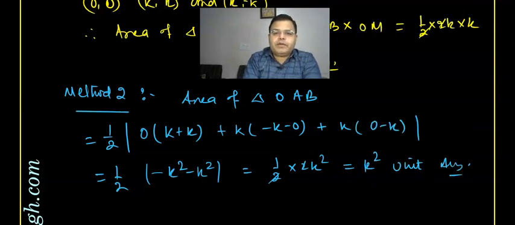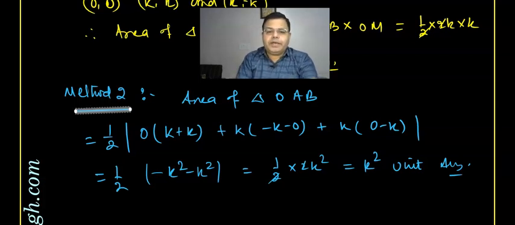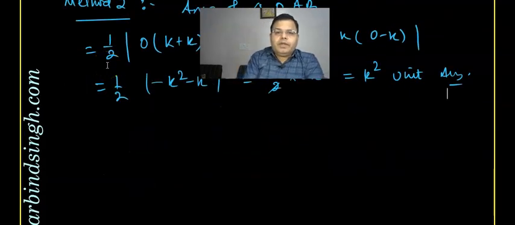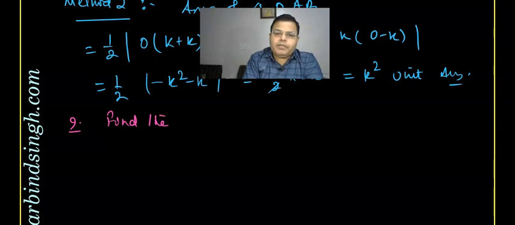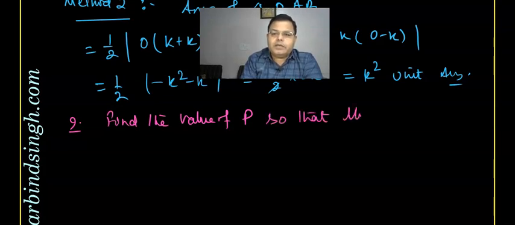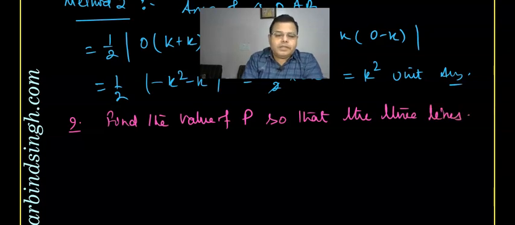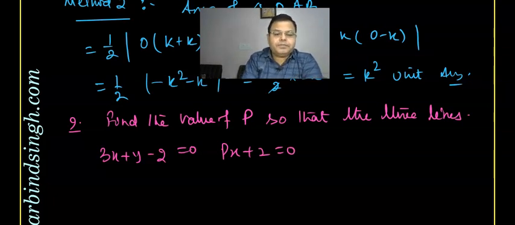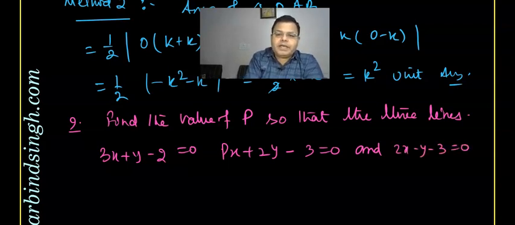Now the next question that I would take here is question number 9. Find the value of p so that the three lines 3x plus y minus 2 equals 0, px plus 2y minus 3 equals 0, and 2x minus y minus 3 equals 0 may intersect at one point.